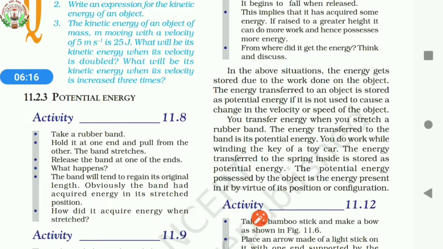When you wind the key of a toy car, some energy will be stored in the toy car, and as you release the key, the toy car will move a distance. So when you wind the key, the stored energy will be released, and due to that the toy car can move a distance. The energy stored in the car will be used to make the car move. Water stored in a reservoir also possesses potential energy. When you release this water, it can rotate the turbines of a generator.